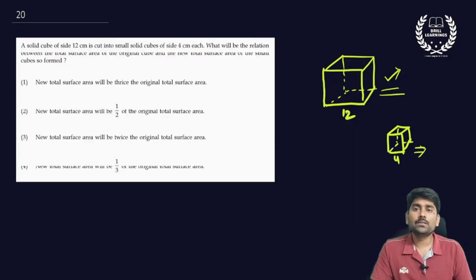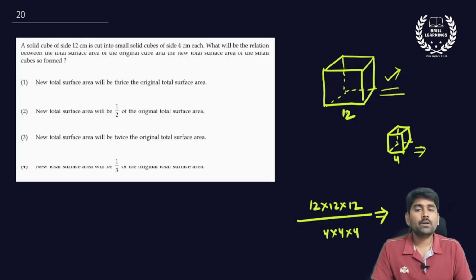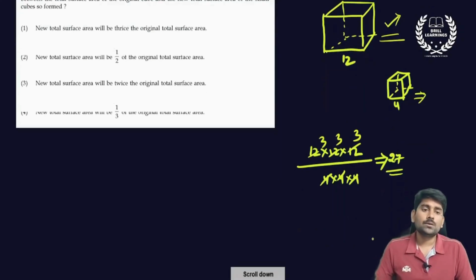But before calculating the total surface area, I have to find how many smaller cubes can be made from the bigger one. So first take the volume of the bigger one, 12 into 12 into 12, and divide this value by the smaller volume, 4 into 4 into 4, so that I will get the number of smaller cubes. Cancel: 4 3s are 12, 4 3s are 12, 4 3s are 12. So 3 into 3 into 3 means 27. 27 smaller cubes I can make from this bigger one.